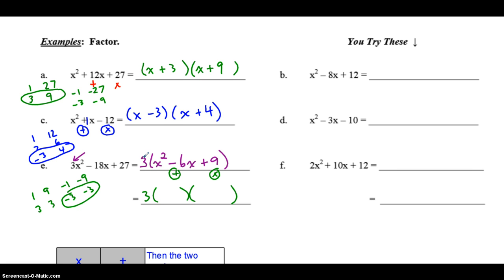So the 3 is still sitting out front. Don't forget about your greatest common factor that we pulled out. And then when you factor this simple trinomial, we've got x minus 3 times x minus 3.